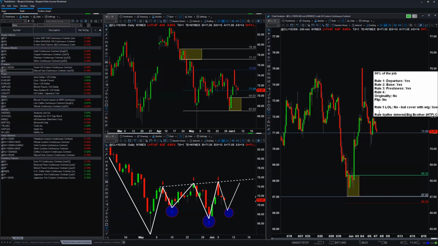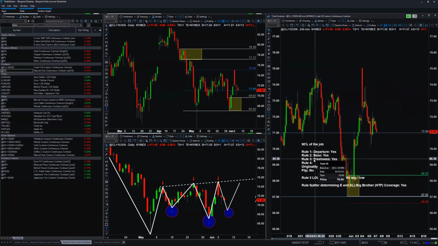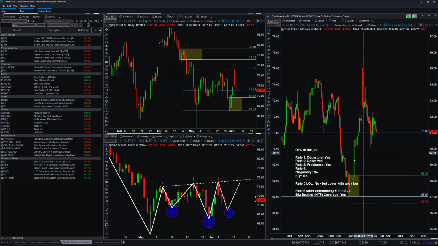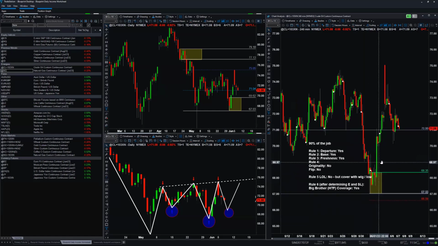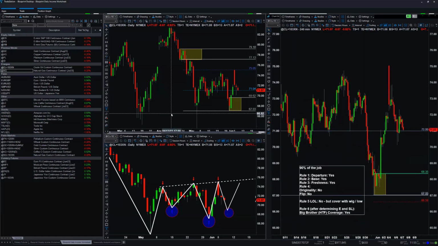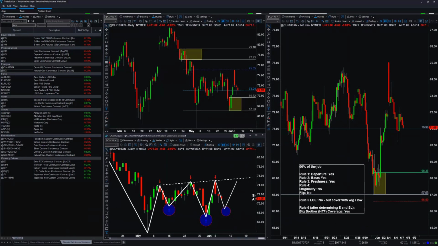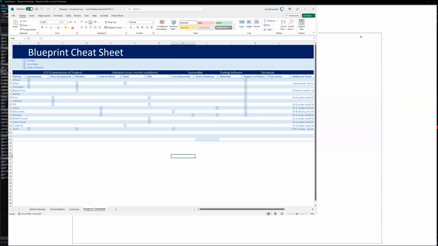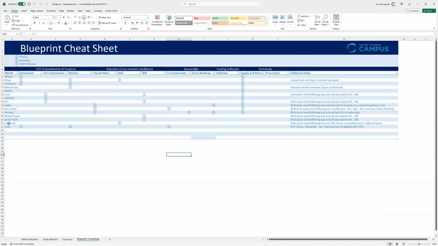Rule 6, after determining entry and stop loss. What didn't we do? We didn't look at our fundamentals, right? Okay, let's do that. Let me just open the blueprint cheat sheet. Crude oil. We're not checking the commercials. We're not checking the non-commercials. We're not checking the retailers. We could check against gold.